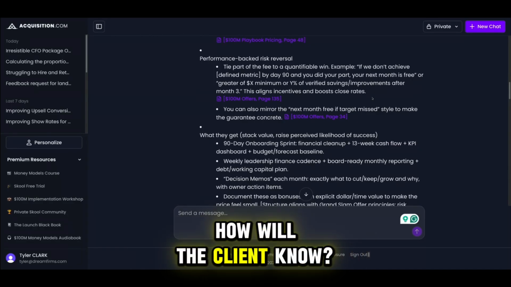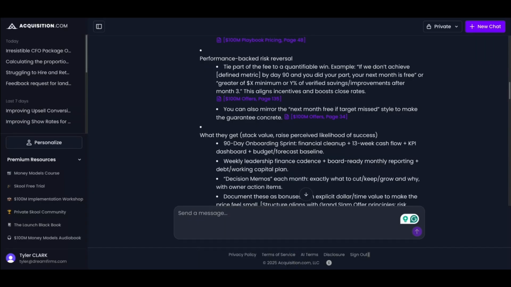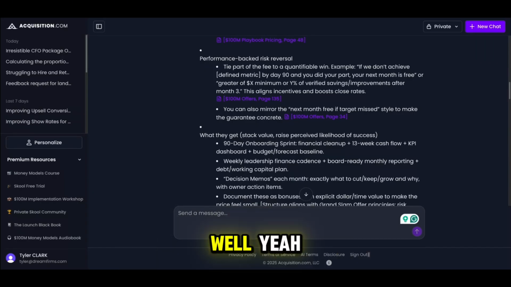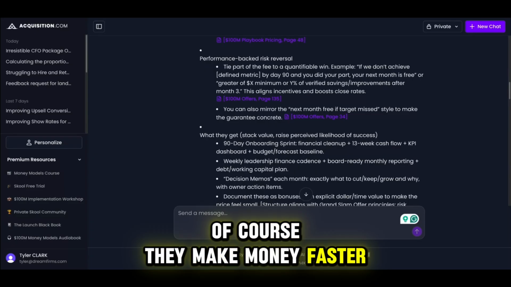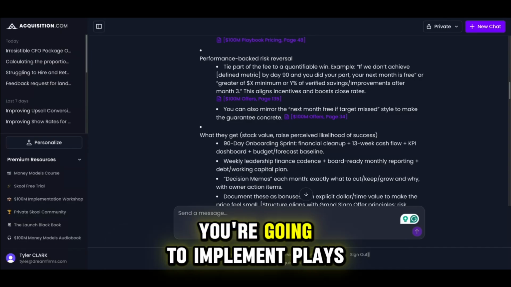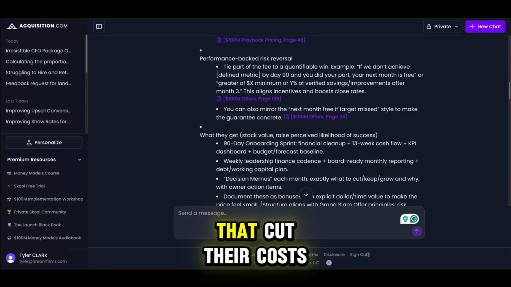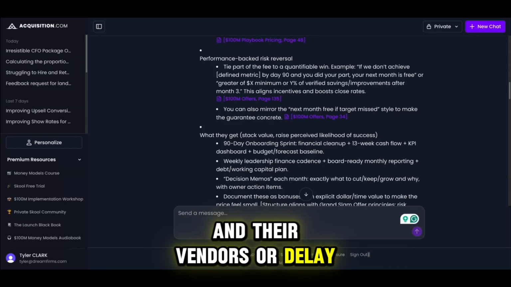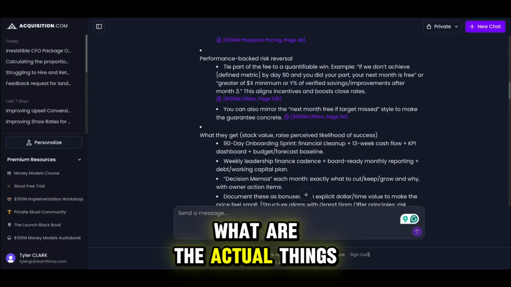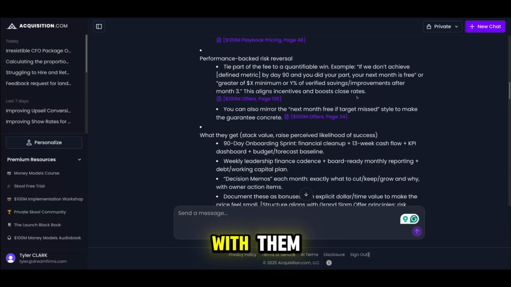How will the client know? And they go, well, they'll have stronger cash flow. I'll be like, oh, so they make more money. Well, yeah, of course. They make money faster. In other words, you're going to help them implement plays that bring cash forward quicker. You're going to implement plays that cut their costs and their vendors, or delay payments to their vendors, or set up, what are the actual things that you're going to target with them.